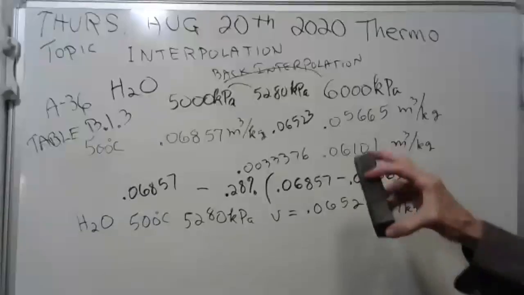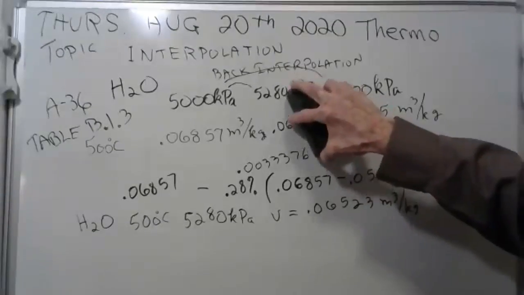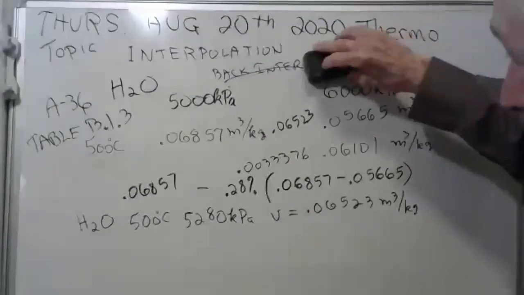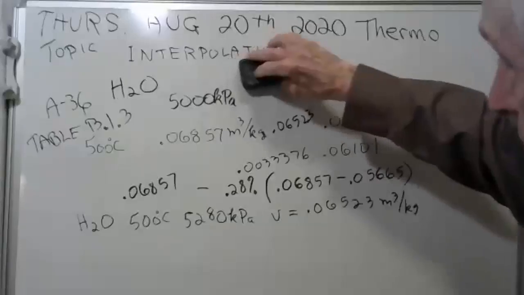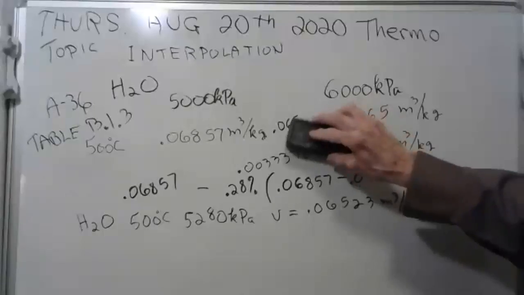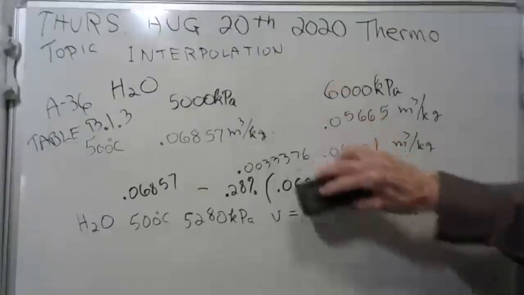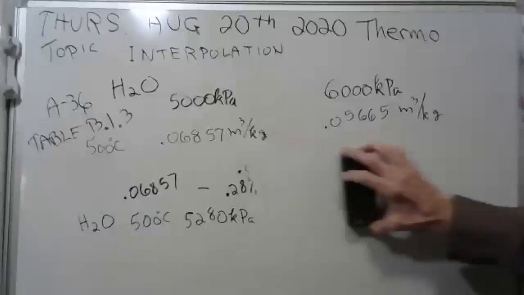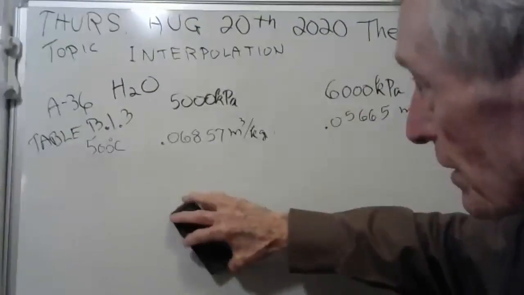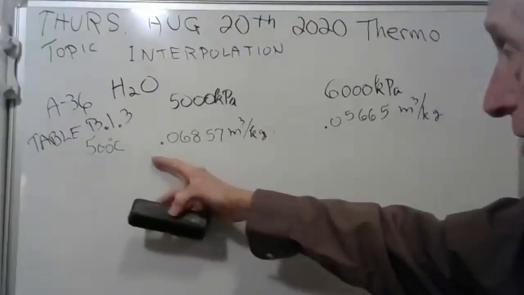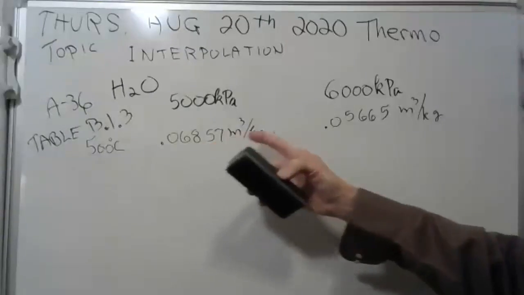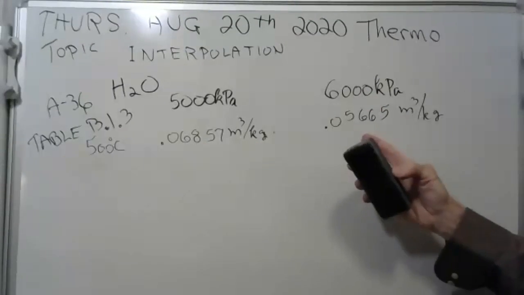Now let me talk to you about, back to these models again. We talked about interpolation. And you know that the best model is the tables. Now I erased the 550 table. We'll just play with this 500 Celsius table. At 5,000 kilopascals, there's your V. At 6,000 kilopascals, there's your V.